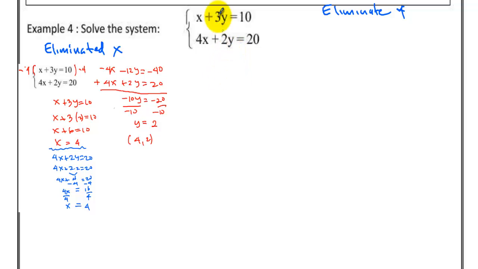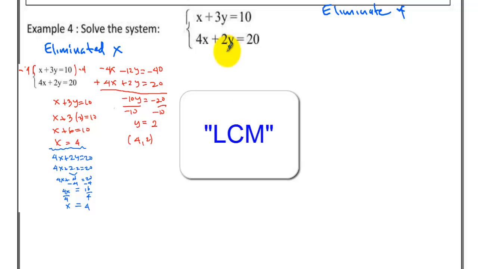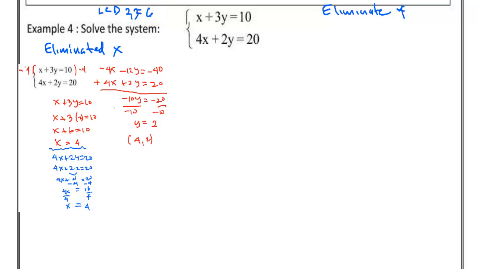To have matching terms, we are going to use the LCM of 3 and 2. The LCM will be equal to 6. Okay, so it means that we are going to make this equal to 6. Same thing with this. We are going to make this equal to 6. So how can we make this equal to 6? Multiply by 2. So you will get 2x plus 6y, and 10 times 2 will be equal to 20.